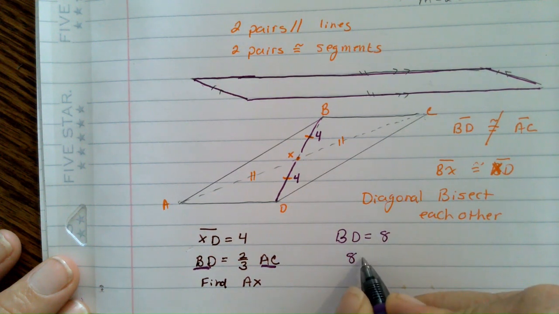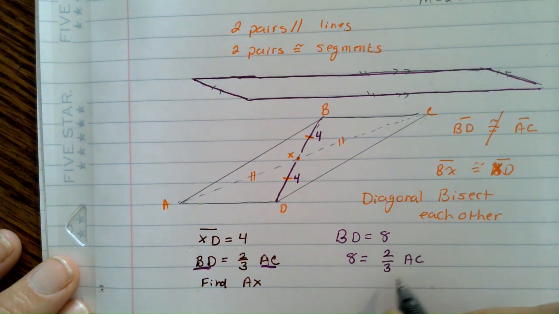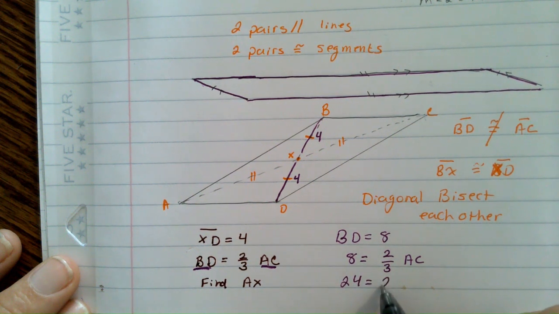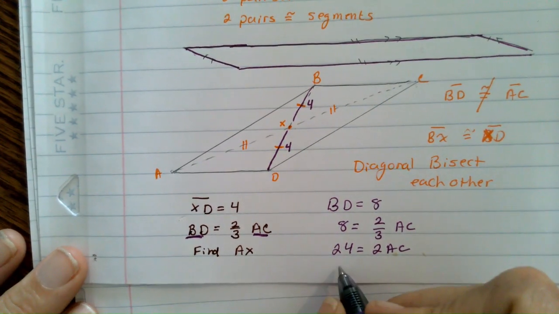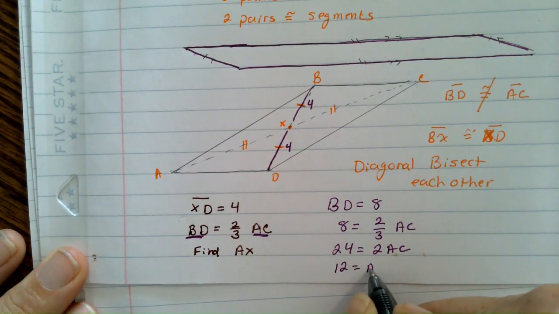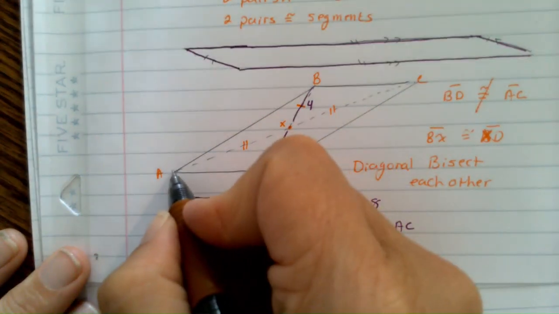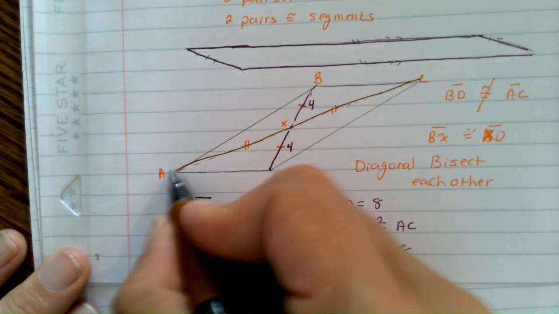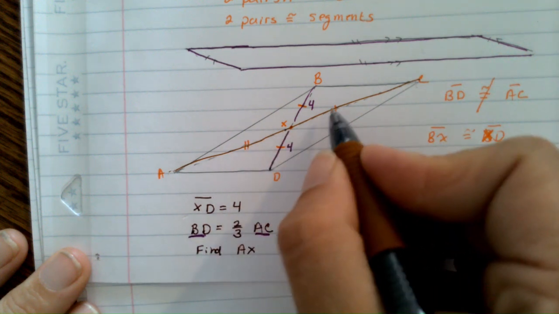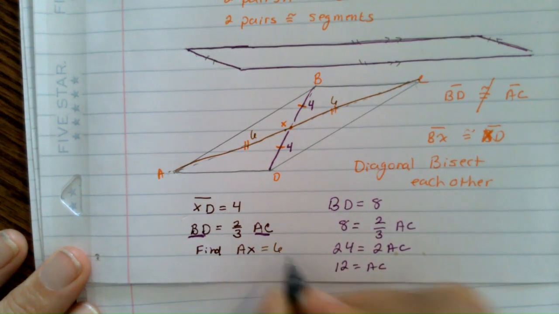Okay, so 8, mathematically by substitution, is 2/3 of AC. So how do I get rid of dividing by 3? Multiply it over. So now we have 24 equals 2 AC. Notice how I didn't think of it as a fraction? Now I can divide by 2 and find out that 12 is AC. So AC is 12, but I only want AX. Well, we know these are congruent, so if the whole thing is 12, each side would have to be 6, so AX would be 6.